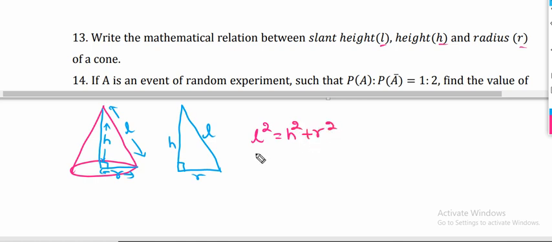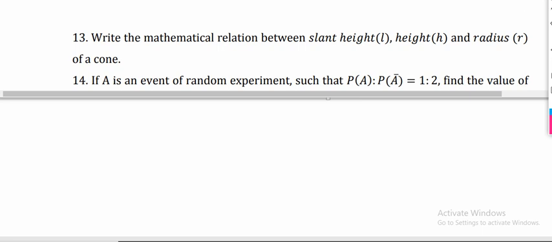Or we can write one more thing by taking the square root on both sides. L is equal to square root of h square plus r square. This is also the formula. If you write either one, both are correct. So then we move on to the next question.